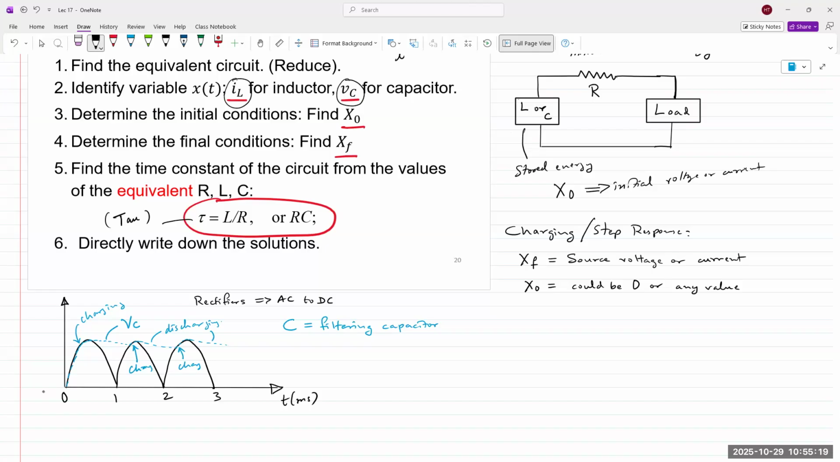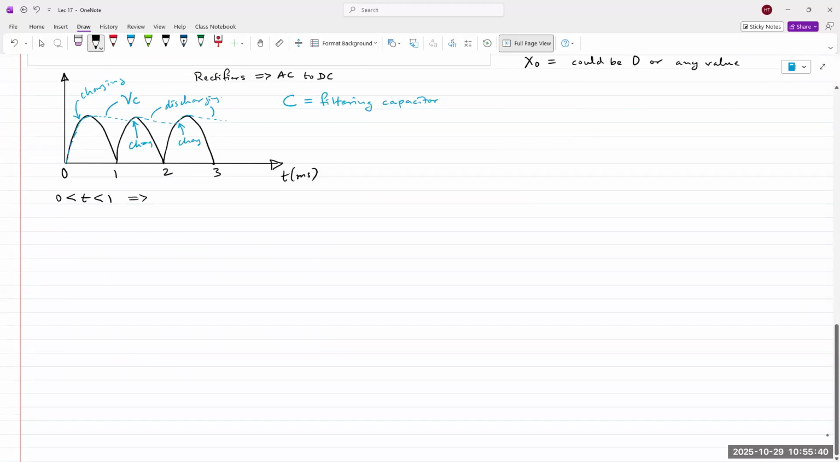This is a rectified sine wave, and I'm applying a filtering capacitor at the output. So what happens? The capacitor is initially completely devoid of charge. So between the time period of 0 and 1, the capacitor is fully discharged, no stored energy.